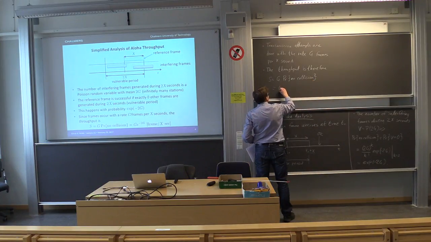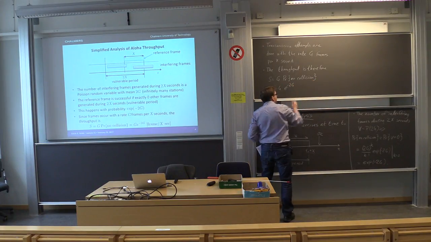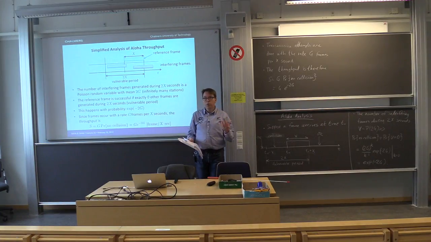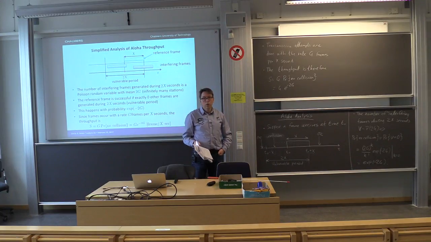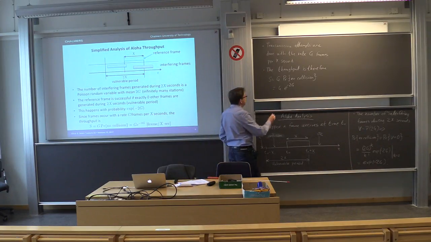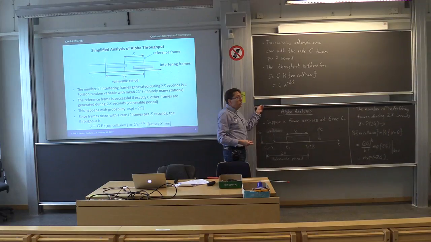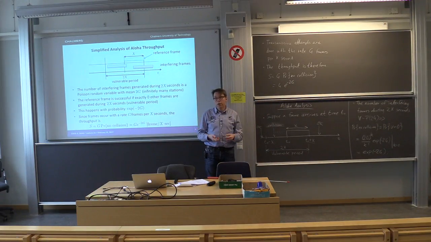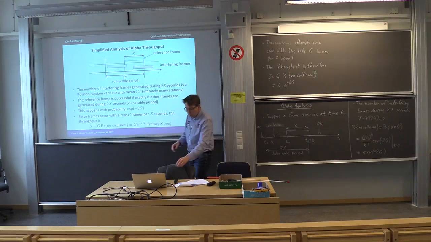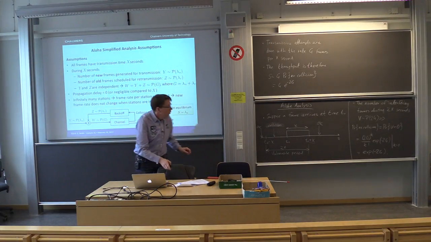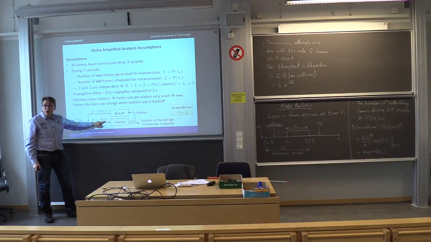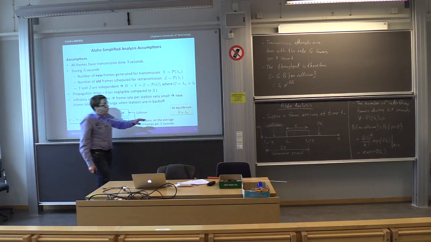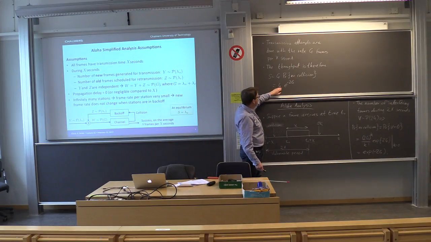and that is, we just calculated that the probability of no collision to be e to the negative 2G. Okay. So this is the throughput we can get for ALOHA. Okay. So S here depends on G through this equation, that S is equal to G e to the negative 2G.